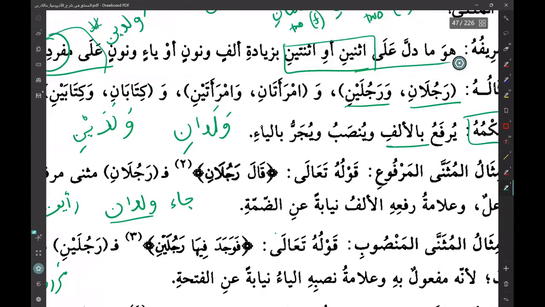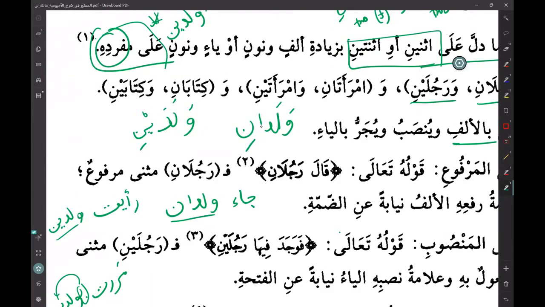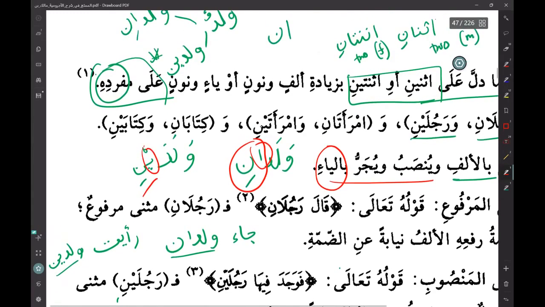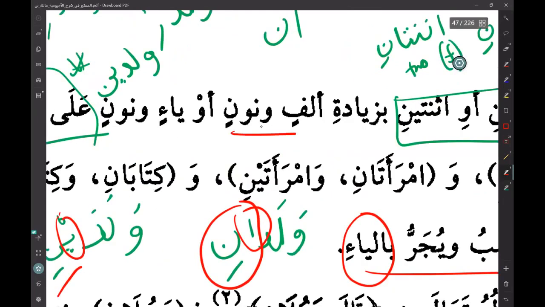Why don't they say yurfa' bi alif and nun? Because it looks like when it is in the rafa' state, we have alif and nun. It's not only alif. And when it is in the nasb and the jarr, they're saying it is yunsabu wa yujarru bil ya. Why don't they say ya and nun? Because here they clearly said, by ziyadatin alif and nun and ziyadatin ya and nun. It's not like they don't know that the nun exists. The nun is part of the spelling. So what's going on?